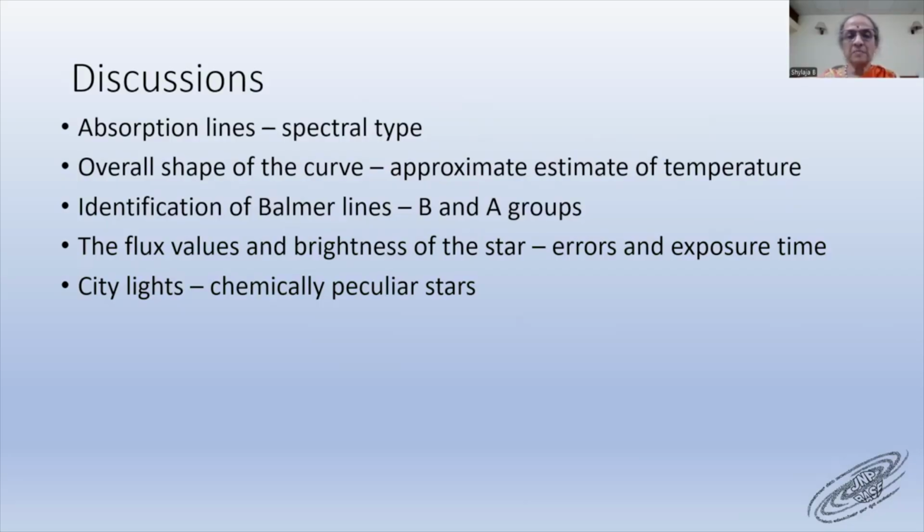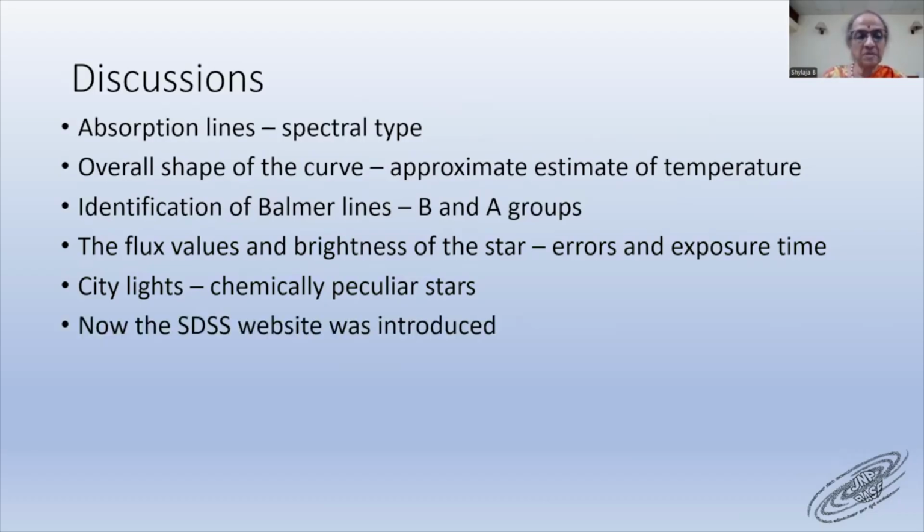And that green band has something to do with the city lights, and therefore the moment I tell them that it is because of the mercury lamps that are used for street lighting, the next question, what if a star has mercury in it? Of course, there are chemically peculiar stars with excess abundance of Hg. But that information will be lost because of the city lights. So we have to think of a mechanism wherein we suppress this, go to a dark side, and so the related discussion takes place.